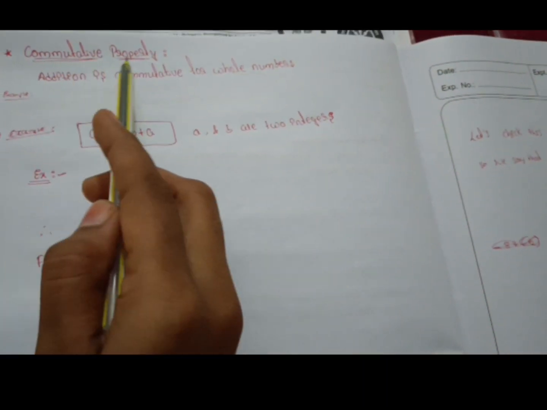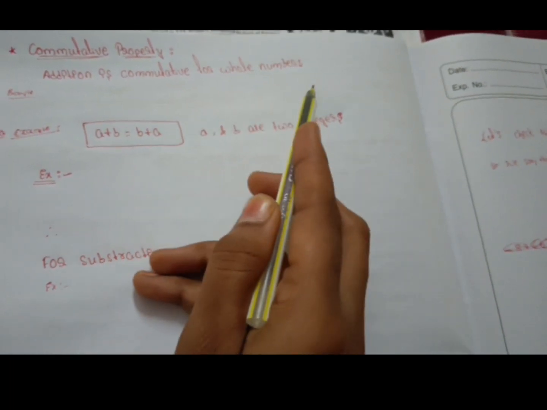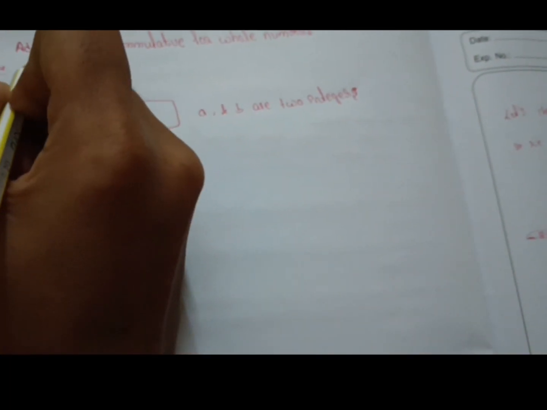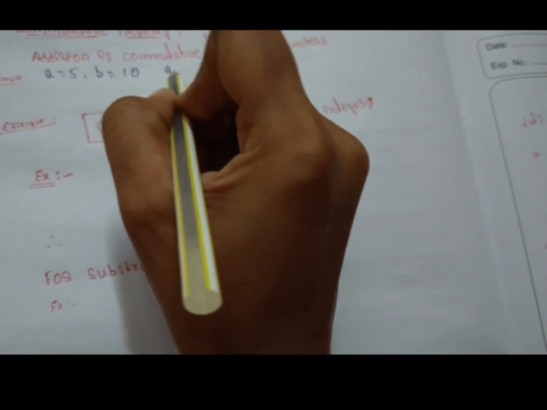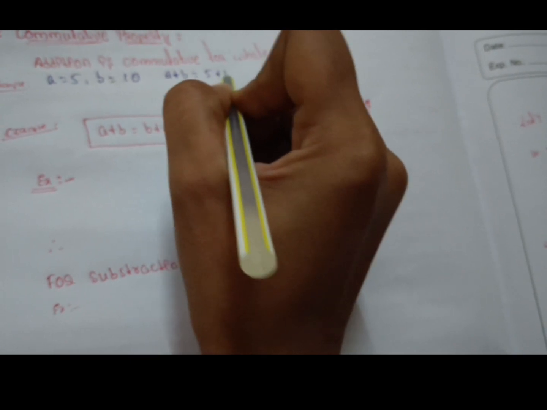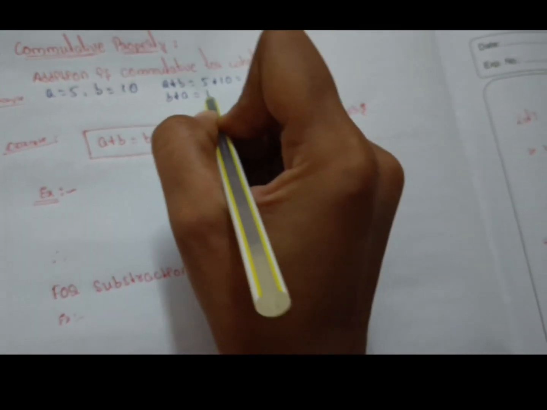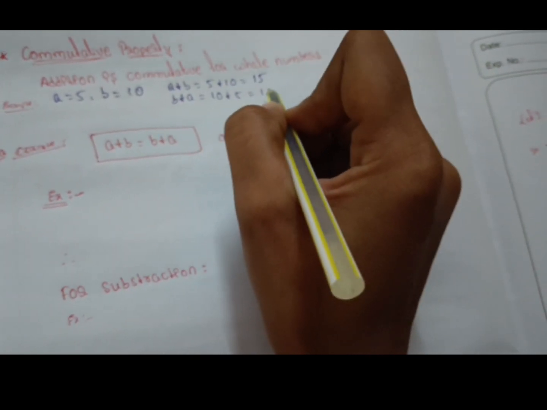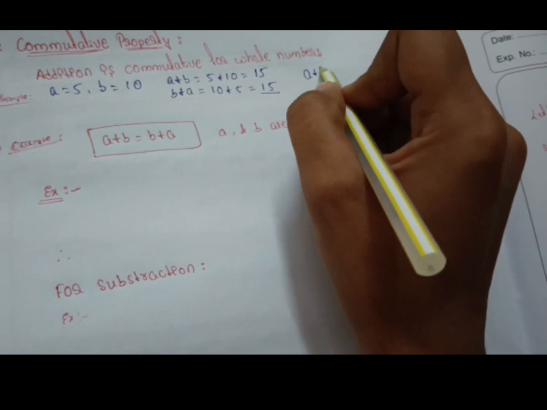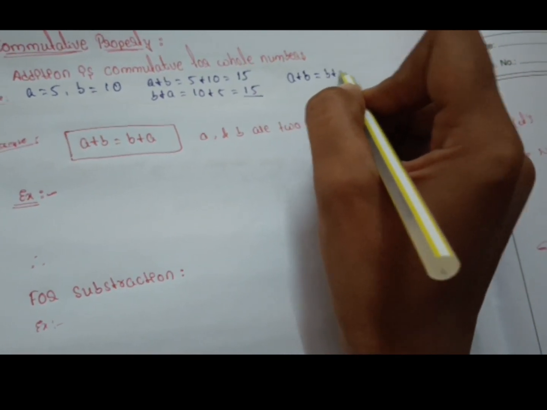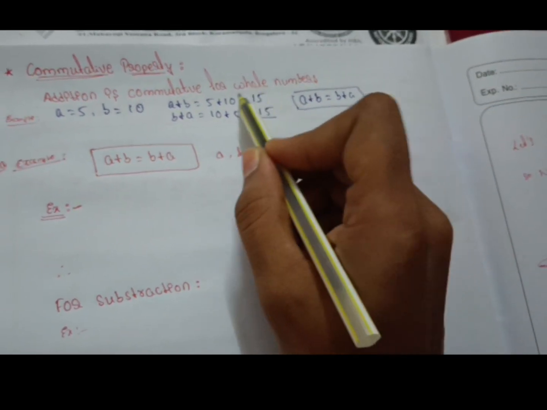Next property, commutative property. You guys already know that addition is commutative for whole numbers. For example, a is equal to 5, b is equal to 10. A plus b is equal to 5 plus 10 is equal to 15. B plus a is equal to 10 plus 5 is also 15. So here we can conclude that a plus b is equal to b plus a. So addition is commutative for whole numbers.